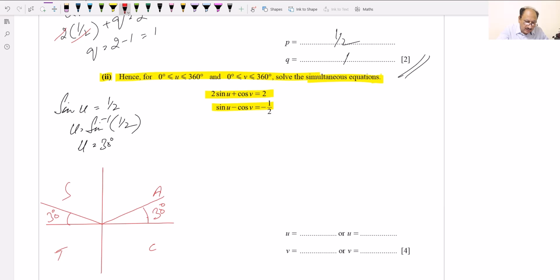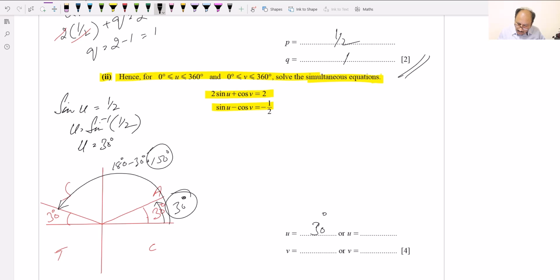So if we start angle from here, it will be 30 degree first angle. Second angle will be up to this one, which is 180 minus 30 degree, which is equal to 150 degree. So one angle will be 30 degrees and the second angle will be 150 degree. So we can write u values 30 degree, or this will be 150 degrees. So up to 360, these will be the two angles which we got.